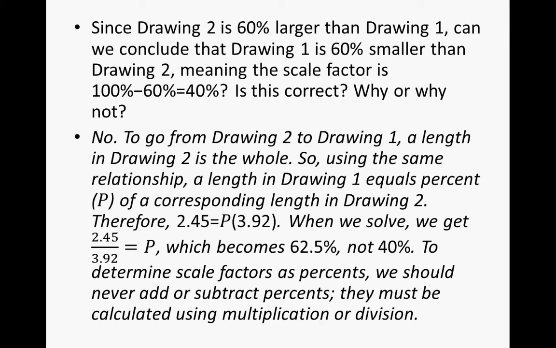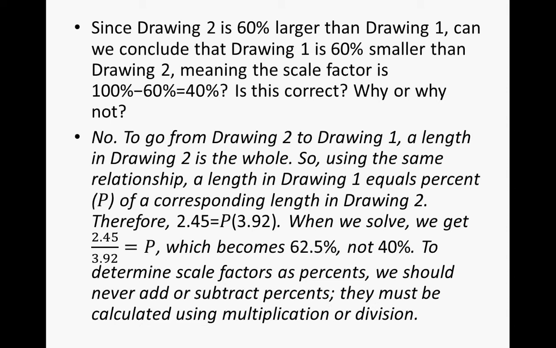Well, no. To go from drawing 2 to drawing 1, a length in drawing 2 is the whole. So using the same relationship, a length in drawing 1 equals percent, P, of the corresponding length in drawing 2. Therefore, 2.45 from drawing 2 is equal to the percent times the length 3.92 in drawing 1. When we solve, we get 2.45 over 3.92, which equals P, the percent. This becomes 62.5%, not 40%.